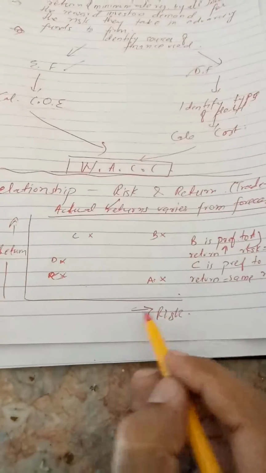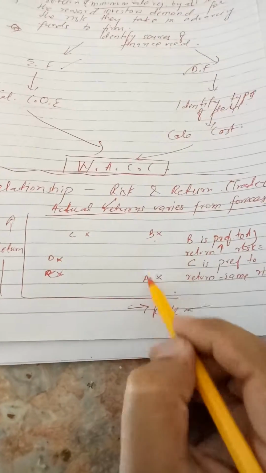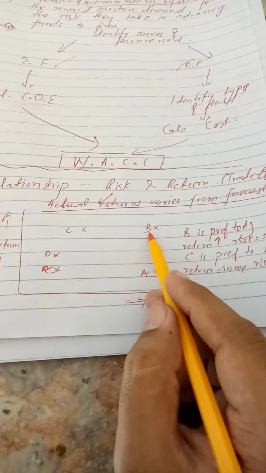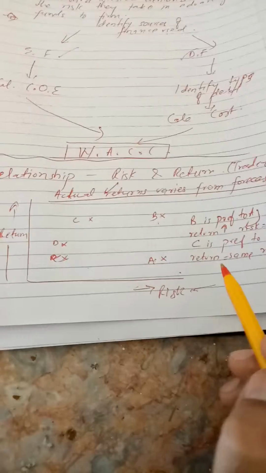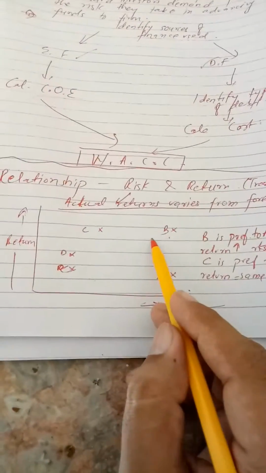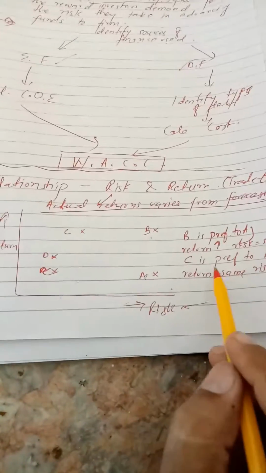Okay, so return is obviously higher as compared to A, but risk falls at the same position. But B is preferable to A because of the higher return. C is preferable to B because the return is the same, but the risk is very low. You can see that the risk is very low as compared to B, so C is preferable to B.